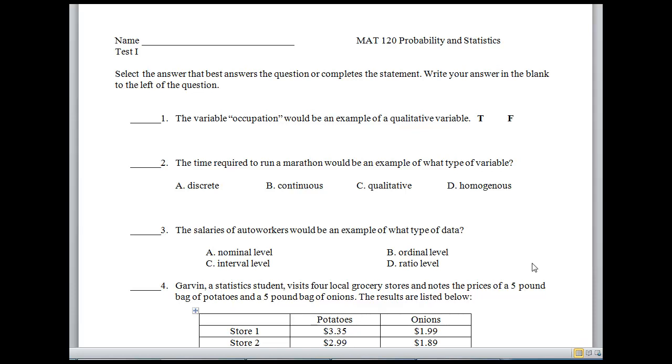All right. Question number 1. The variable occupation would be an example of a qualitative variable. True or false?